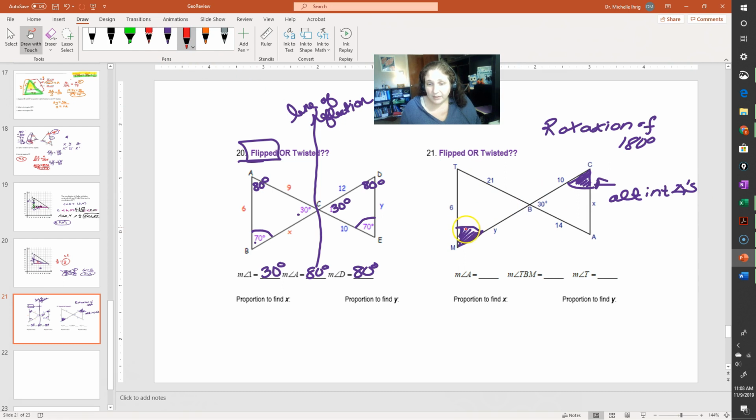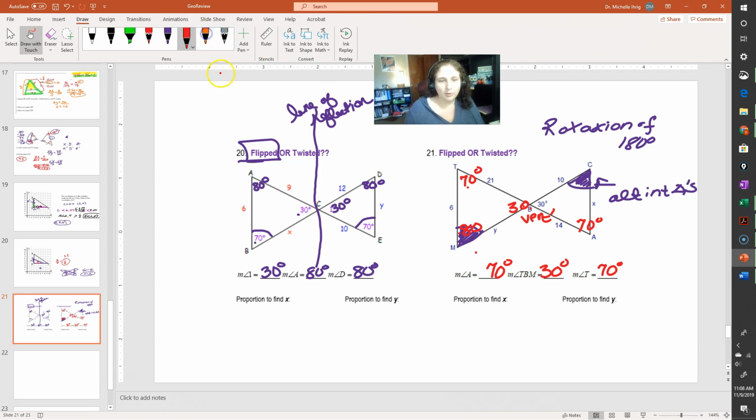So then here, if this was 80, this is 30. 80 plus 30 is 110, which leaves 70 for both of these because they're alternate interior angles. So the measure of angle A is 70. The measure of angle TBM was 30 because of vertical angles. And the measure of T was 70. So then that's one refresher: is it reflected or is it rotated? They could use flipped and twisted, but we know how to use proper math language.